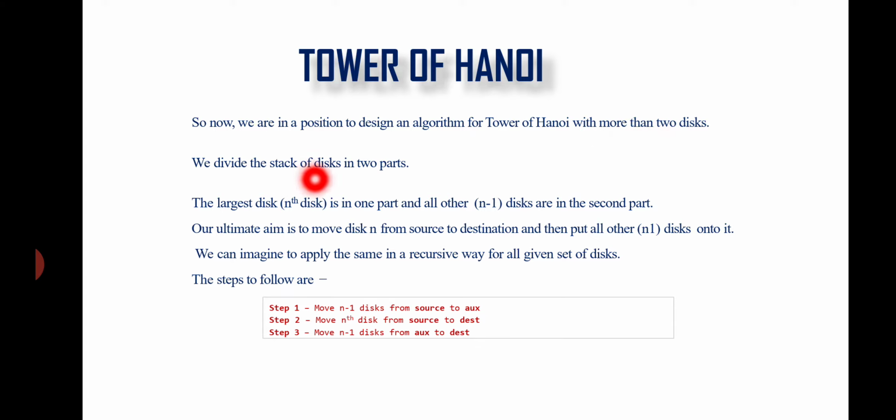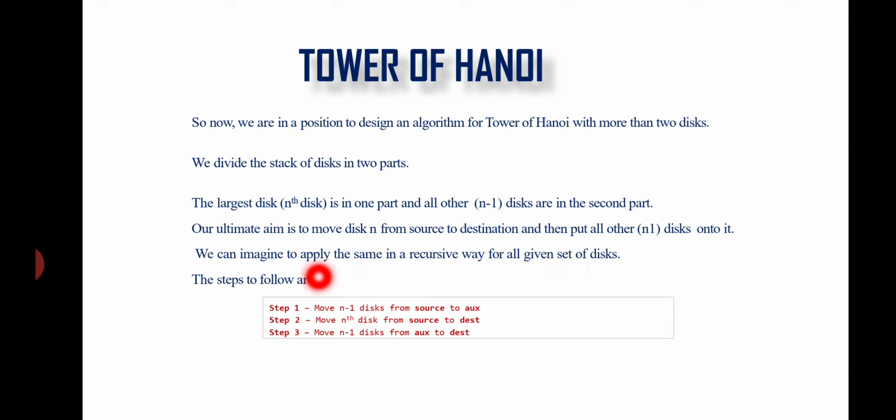We divide the stack of disks into 2 parts. The larger disk is 1 part, and the other n-1 disks form the second part. Our ultimate aim is to move disk n from source to destination and then put all the other disks on it. We can imagine applying the same approach recursively to any given set of disks.